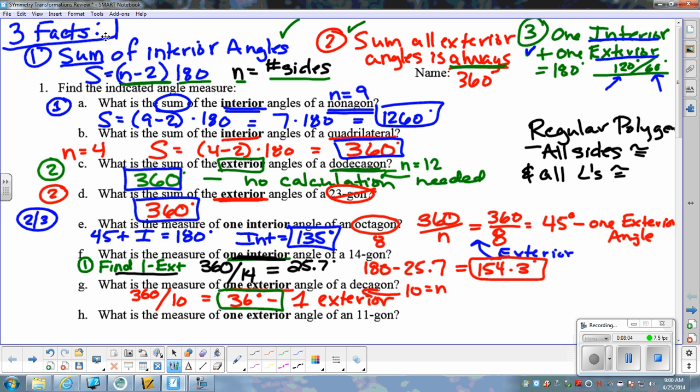Lastly, part H, what is the measure of one exterior angle of an 11-gon? So I'm going to follow the same process. Once again, I have 360 degrees divided by the number of sides, which is n, which is 11 in this case, and that's going to give me one exterior angle of 32.7 degrees. So as long as you have the three facts underneath your belt, then you should be able to handle all of these. Each teacher teaches it a little bit differently, but again, these three facts remain.